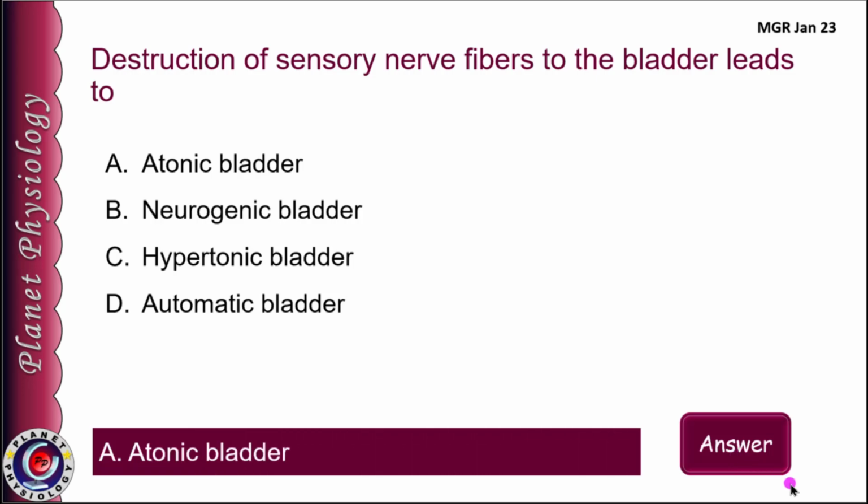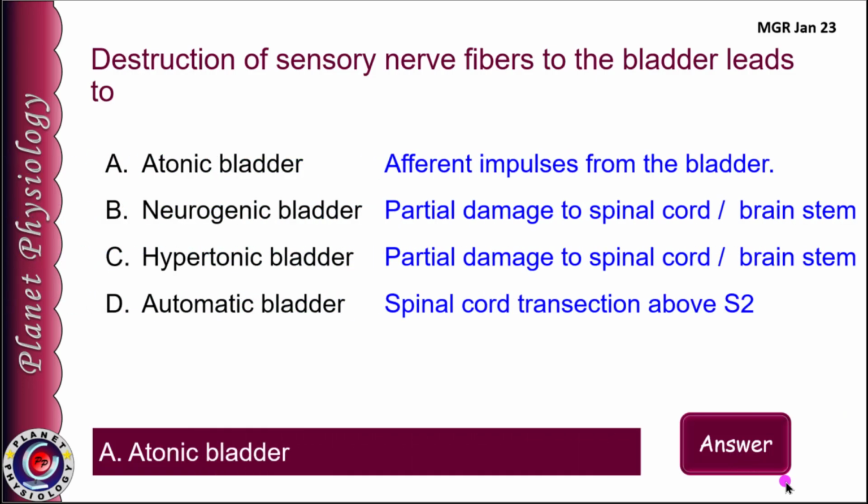It's A, atonic bladder. Neurogenic bladder is caused due to partial damage to spinal cord or brainstem which removes inhibitory control over the bladder. As a result, there is continuous stimulation of detrusor muscles leading to hypertonic bladder. Hence, it is also called spastic bladder or uninhibited neurogenic bladder.